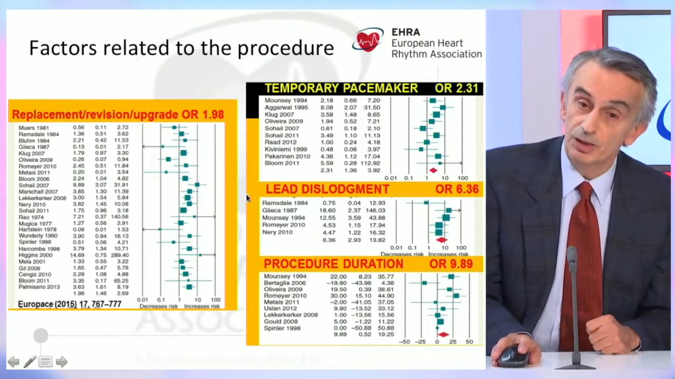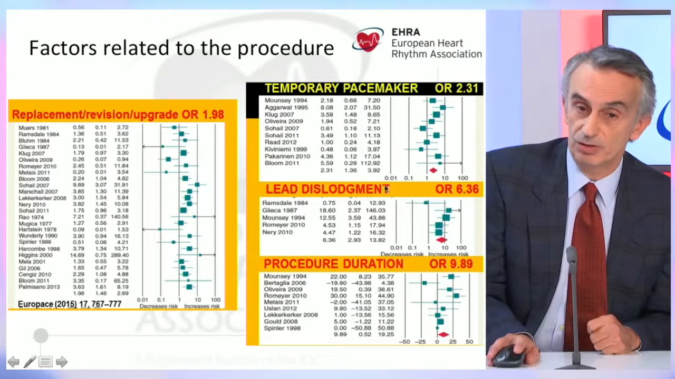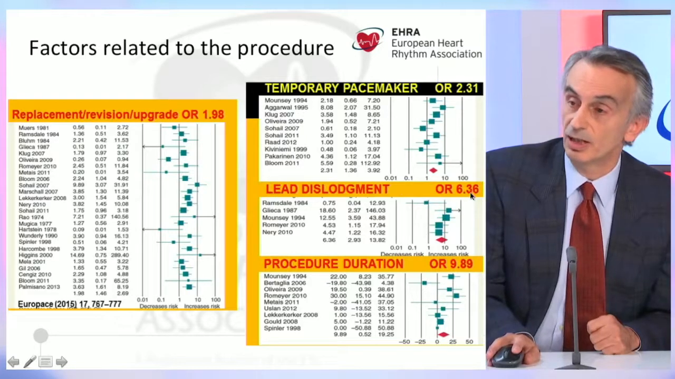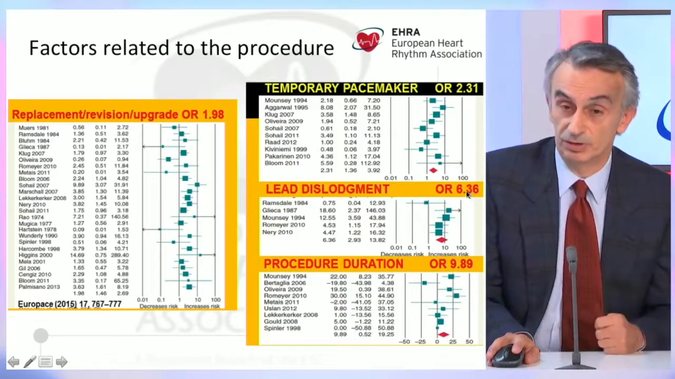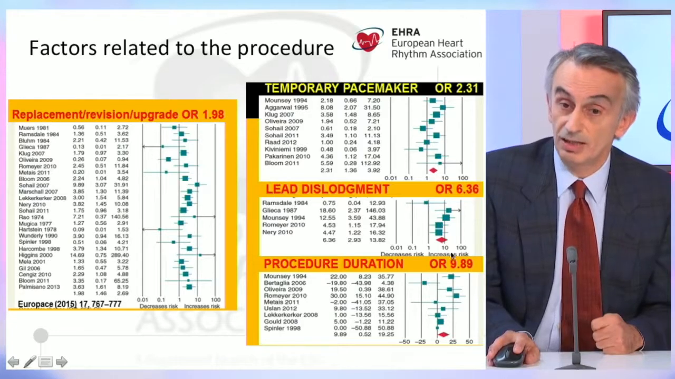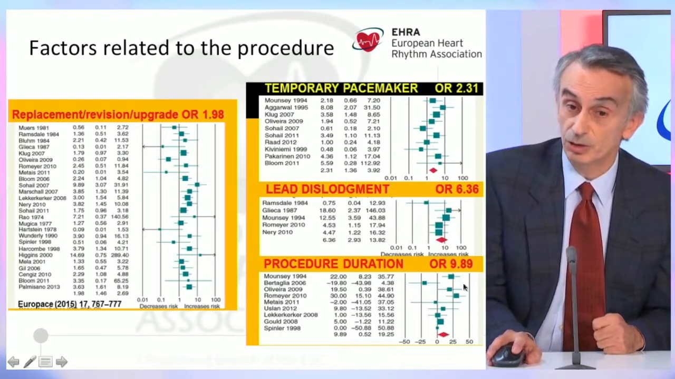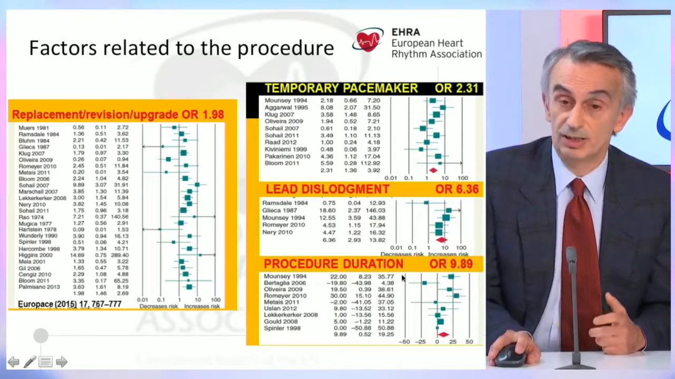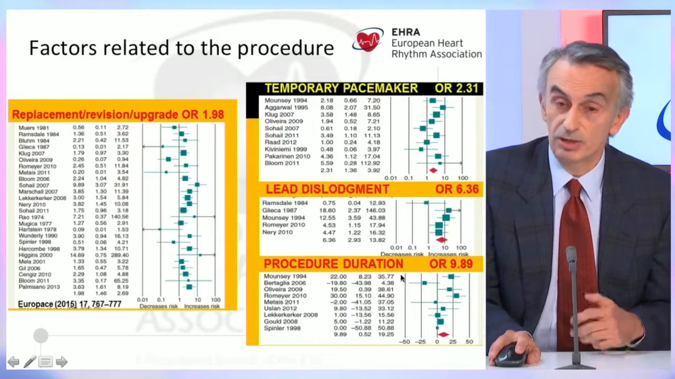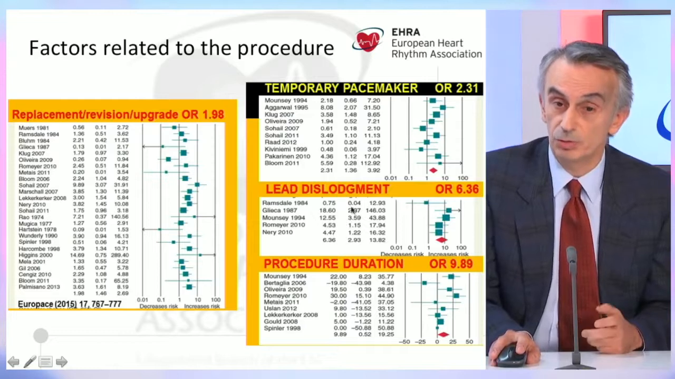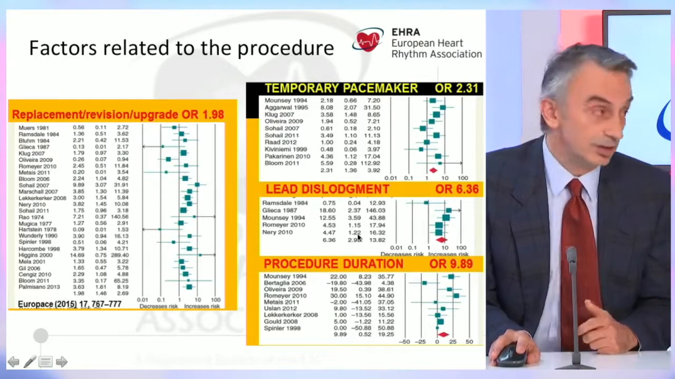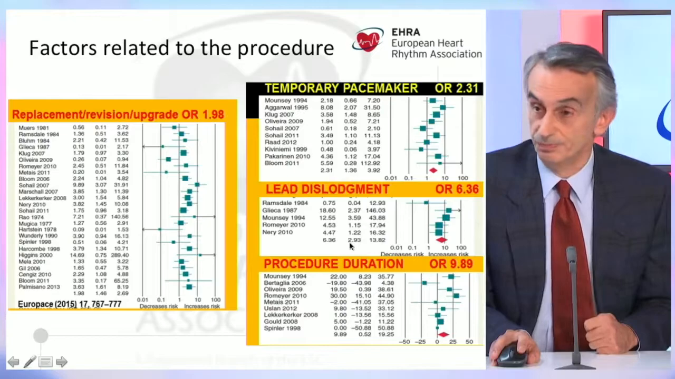But opening the pockets earlier, as in the US registry, for a lead dislodgement carries a 6-fold risk of infection. And if the procedure is very long because it is a difficult case, then the length of the procedure increases the risk something like tenfold. And if you sum up these two, it's a 15-fold increase of infection.